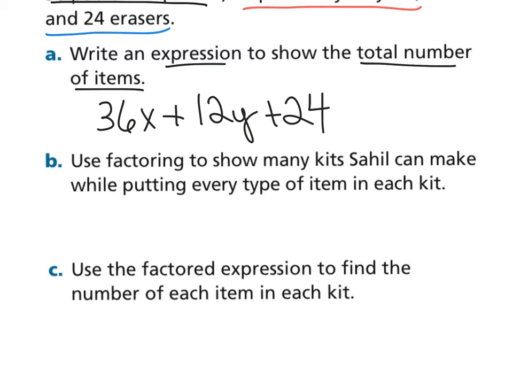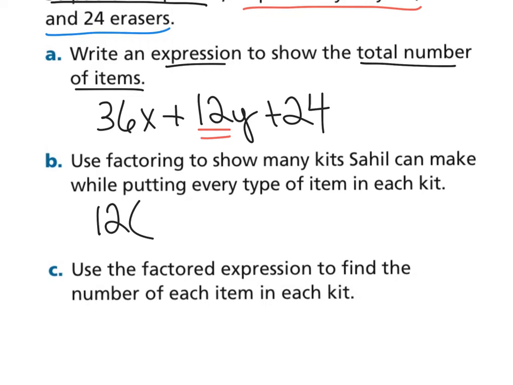And then part B, they want us to use factoring to show how many kits Sahil can make while putting every type of item in each kit. So for factoring, we're going to try to look for our greatest common factor. Again, looking at your numbers, the smallest number is 12. I'm going to see whether these numbers are divisible by 12 or not. If not, I'm going to try something lower than that. So 36 divided by 12 comes out evenly. 36 divided by 24 does as well. So 12 is going to be our greatest common factor that we can factor out here.